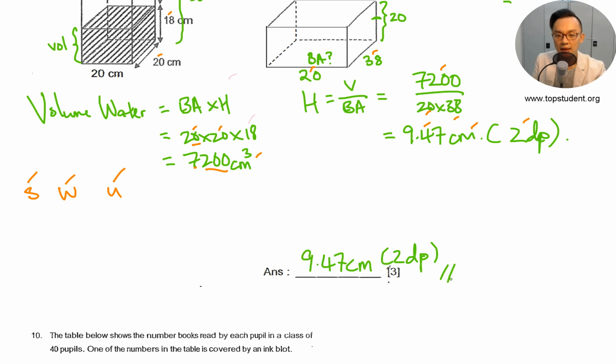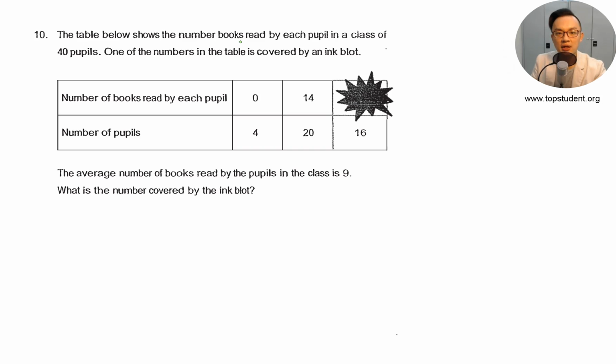So that's the answer. The table below shows the number of books read by each pupil in a class of 40 pupils. One of the numbers in the table is covered by an ink blot, so it's a question mark. The number of pupils who read 0 books is 4, read 20 books is 14, and this is a question mark. The average is 9. What's the number covered by the ink blot?